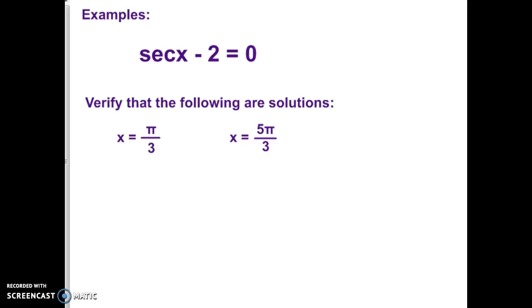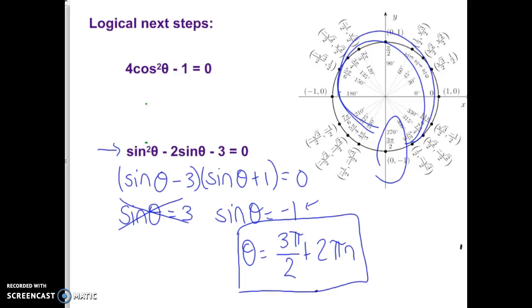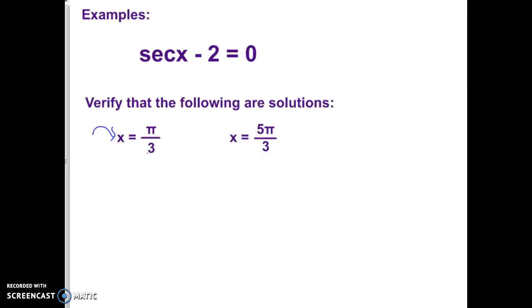Here's another kind of way that you could see the same sort of problems: verify that these are solutions. It says, verify that when I sub this in for the secant, I get 0. In other words, check your answers. Wouldn't that be a wise thing to do? So I'm going to sub in secant of pi thirds minus 2 equals 0.